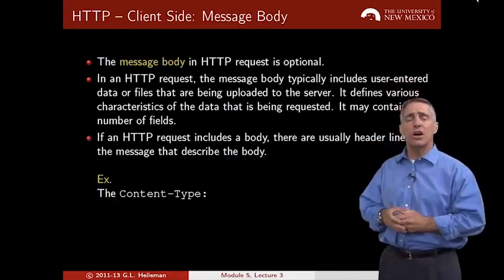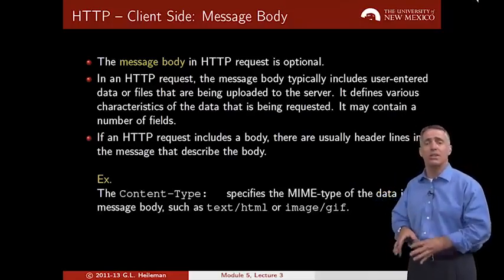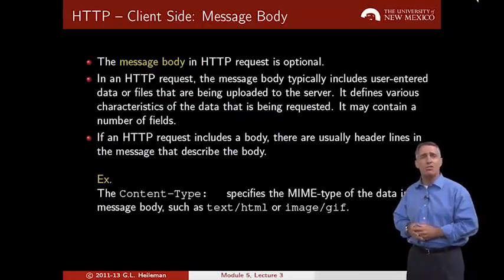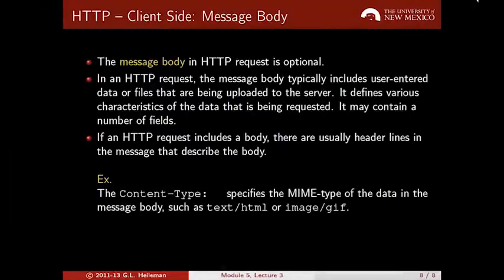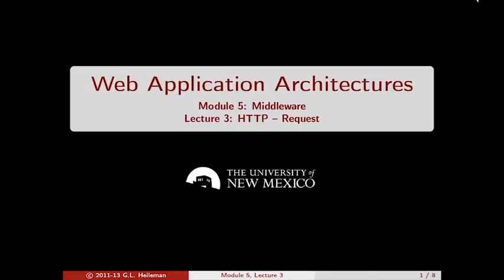So there could be a content type that specifies the MIME type that's going to be supplied in the body. And it could be text/HTML, it could be an image, a GIF file. Again, you're just telling the server, this is what my body contains. And sometimes you'll see a content length that specifies how many bytes are in the message body as well.